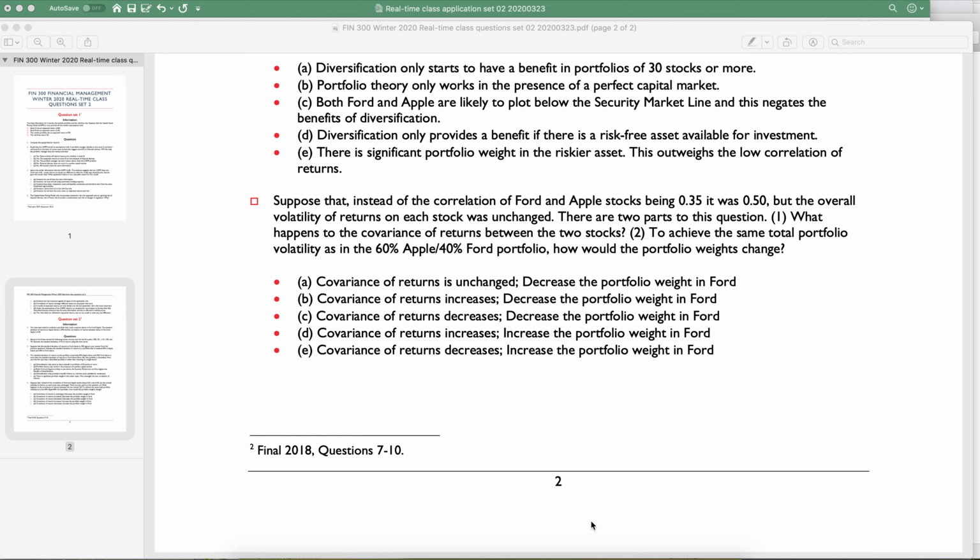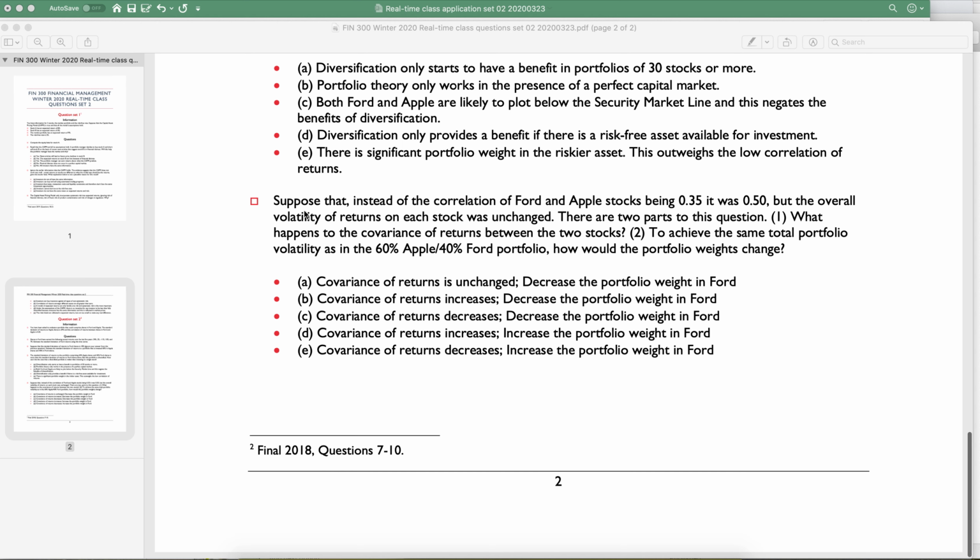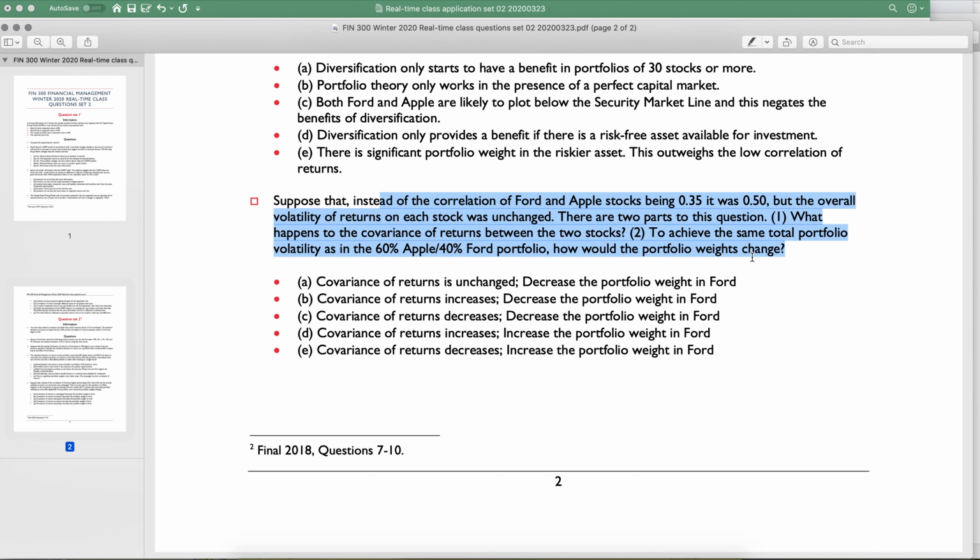This is question set 2, the last question, question D of question set 2. Suppose that instead of the correlation of Ford and Apple being 0.35, it's 0.5. Overall volatility of each stock is unchanged. What happens to the covariance of returns between the two stocks? And then to achieve the same portfolio volatility, how would the portfolio weights change?